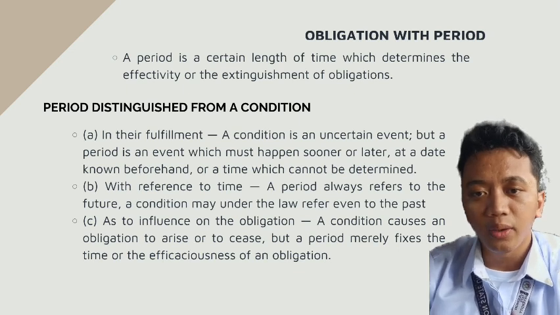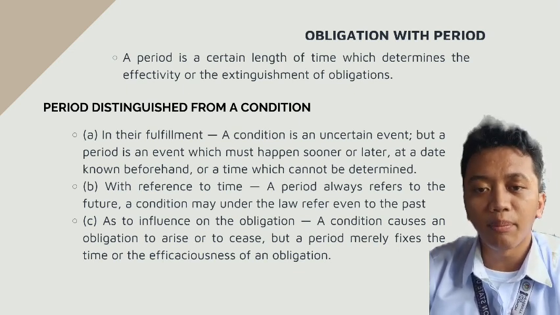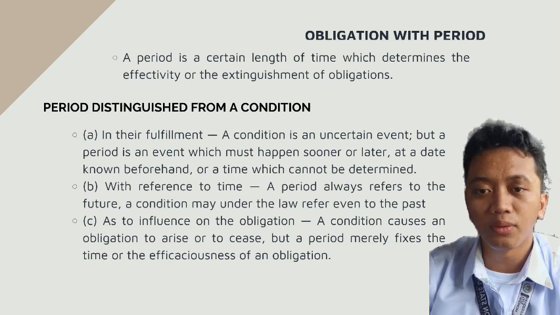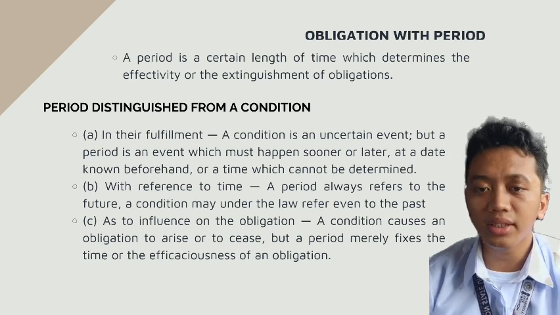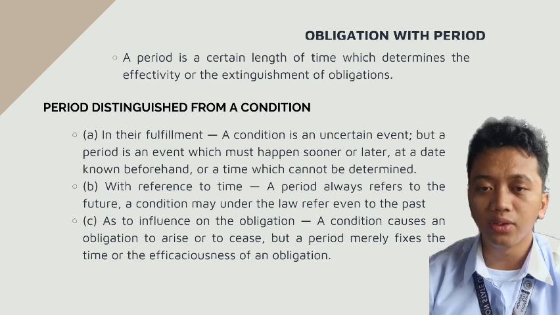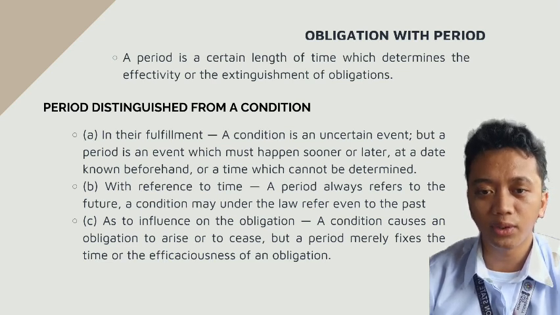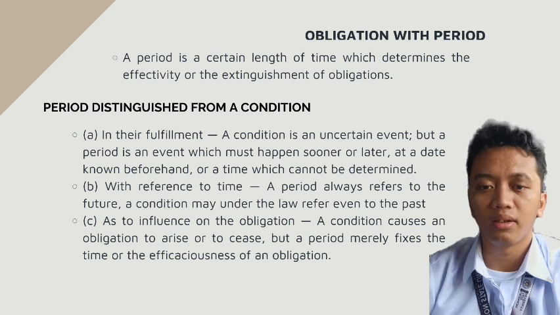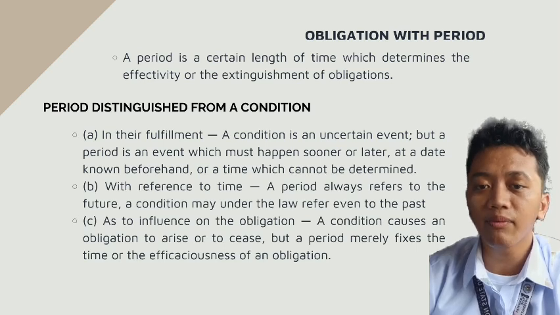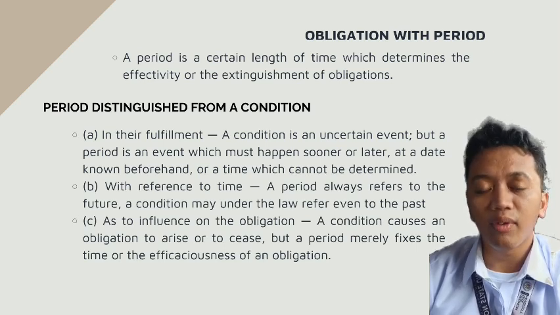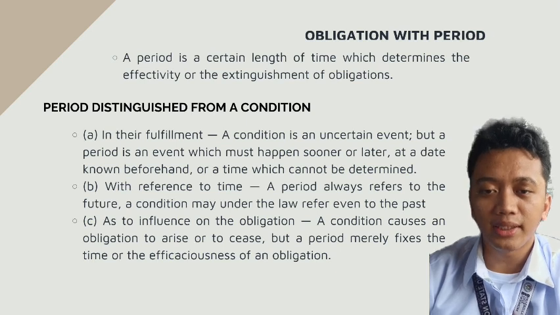So, second, with reference to time. A period always refers to the future. A condition may, under the law, refer to an event in the past. So from this statement, a period will always refer to the future. For example, now is the beginning of the period, and when I finish this video, that is the end, which is the future of the period. While the condition, under the law, may refer even to the past. So a condition has a basis in the past to do something.